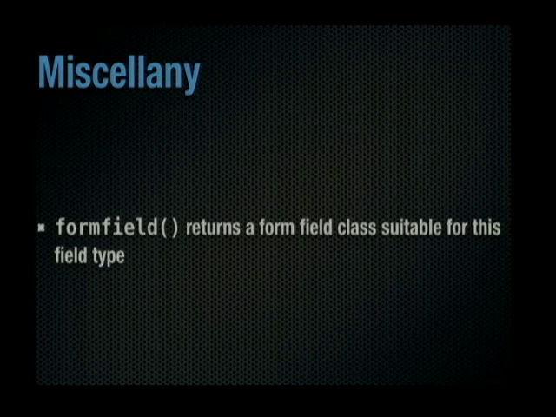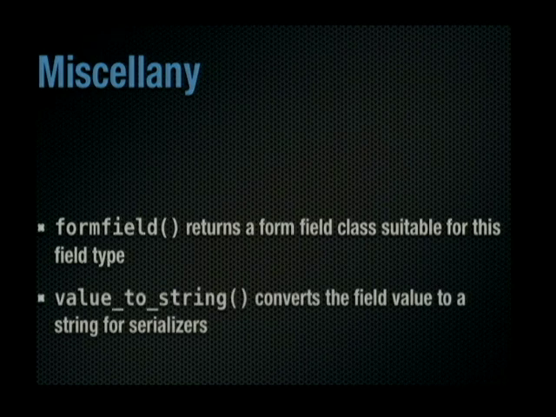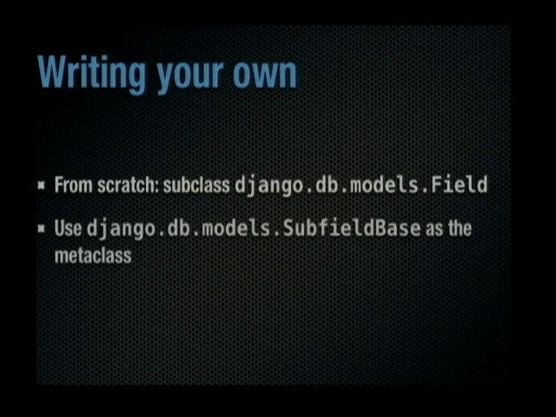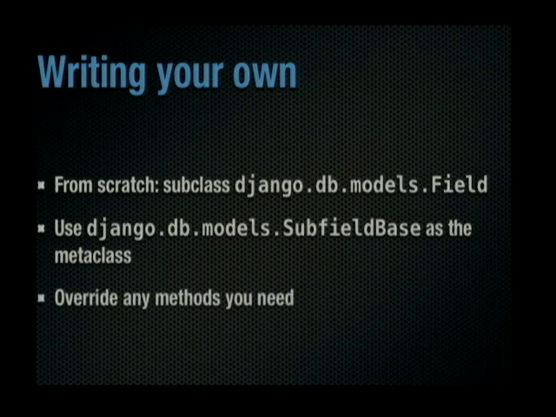There's a method called formfield on every model field. This can return an appropriate form field class for representing that model field type. That's how model forms work. There's a method called value_to_string, which converts that field's value into a string for the serialization system. You can also write your own fields from scratch: you can subclass models.Field, use the SubfieldBase metaclass, and override what you want.